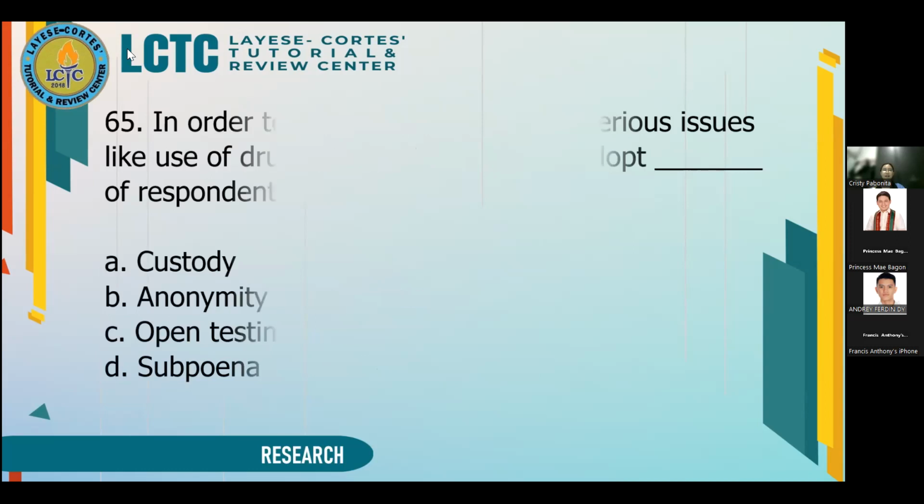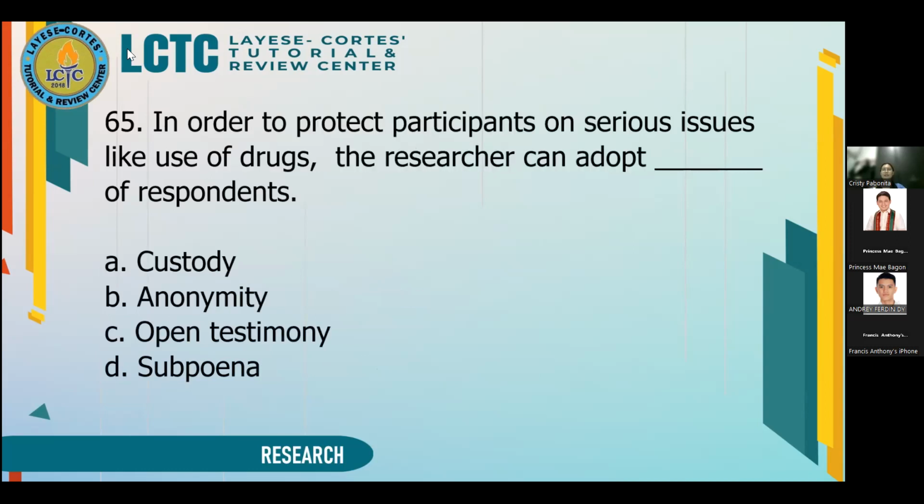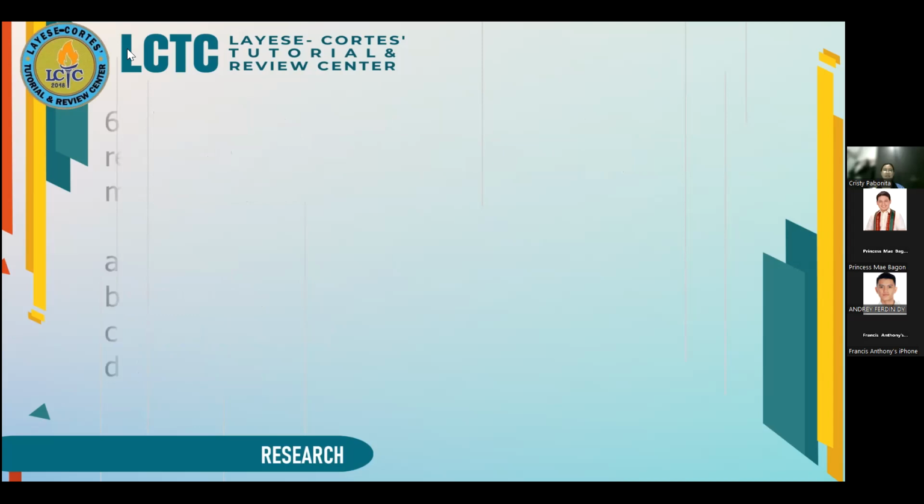65. In order to protect the participants on serious issues like use of drugs, the researcher can adopt blank of respondents. Anonymity. Yes, that is what I said earlier. Through anonymity you can still protect your participants or respondents, but it's not really your obligation to give them security 24/7, especially if your research is sensitive. The anonymity. Okay, 66.